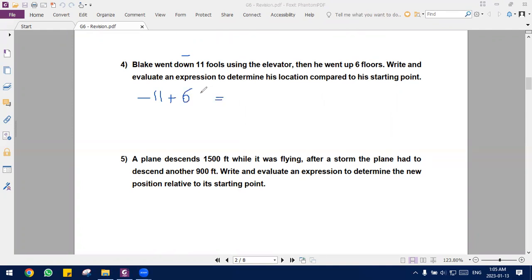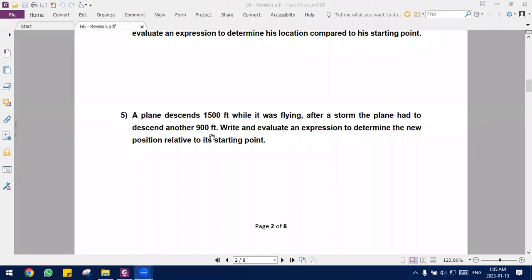Now, as I said in question 1, we compare the signs. They are different. So we subtract 11 minus 6, 5. Now take the sign of the biggest. So it's minus 5. So now his location is minus 5 from the starting point. Next question.